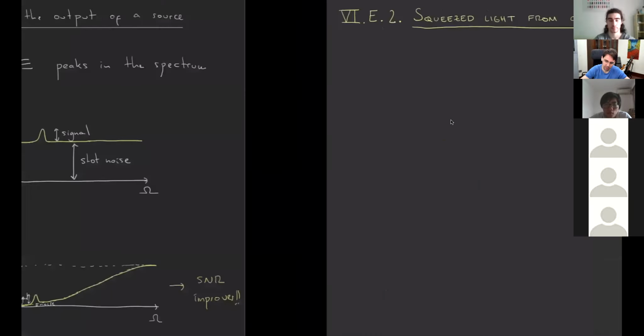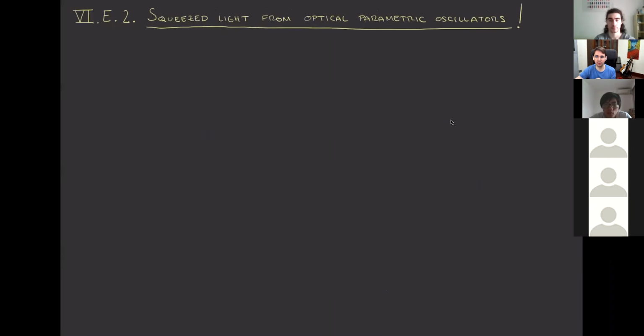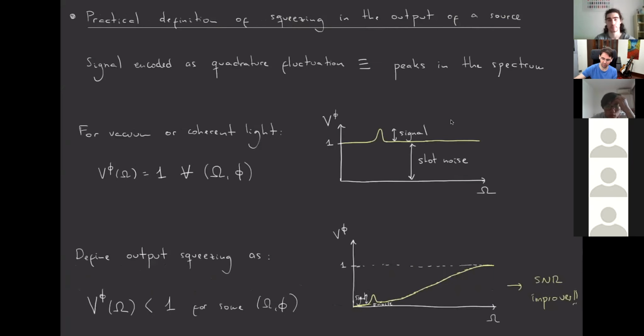So then, if this is clear and there are no questions, if there are, please just stop me. But otherwise, I will move on to the final part of the lectures, the final part of the course, which will be one specific source that is called optical parametric oscillator, okay? And you will see that with it, you can generate a squeezed light in the sense that I have defined in here, okay?